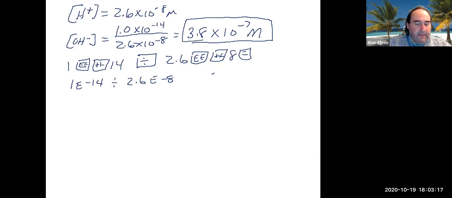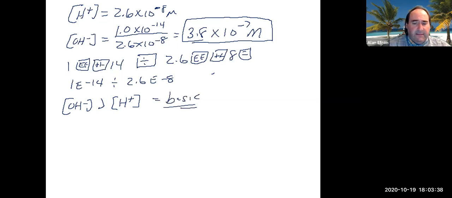All right, on this one here, we got an OH- concentration that's 10 to the minus 7. The H+ concentration is 10 to the minus 8. So in this particular case, the OH- is actually greater than the H+ concentration. And that would make this a basic solution. Questions on that?